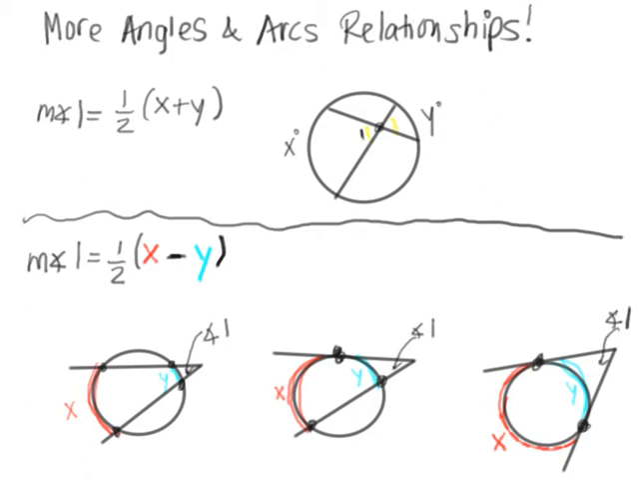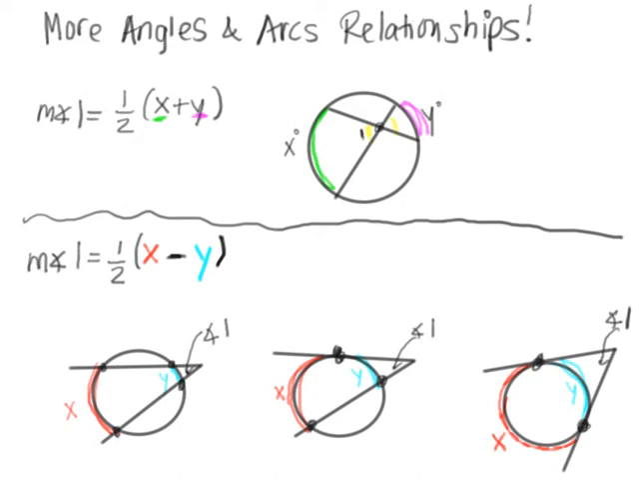What we can say, though, is that the measure of this angle, either one of these vertical angles that I have marked off here, this angle 1, would equal half of the sum of the arcs. So this arc over here, arc x, plus the arc that has a measure of y, right? So half the sum of those two.